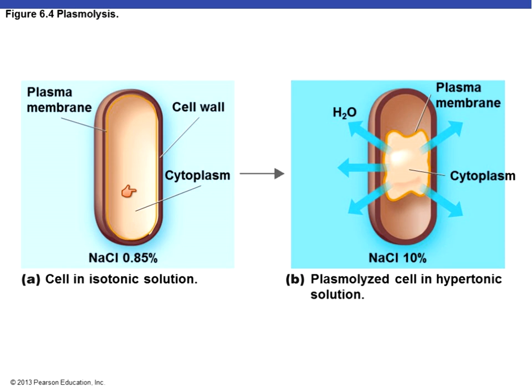If a cell is in a hypertonic solution and it can't tolerate that high salt concentration, then water is going to move from an area of high concentration, where it's about 99% water inside the cell and only 90% water outside of it. So water is going to move out and cause the cell to plasmolyze, or pull away from the cell wall and shrivel up and die.